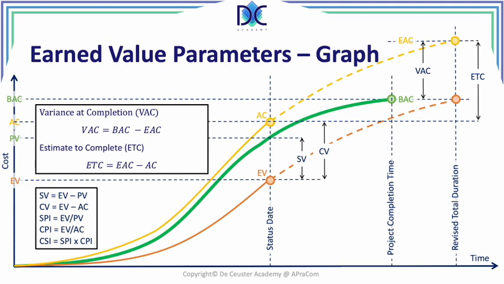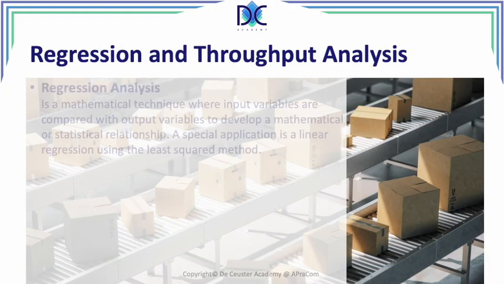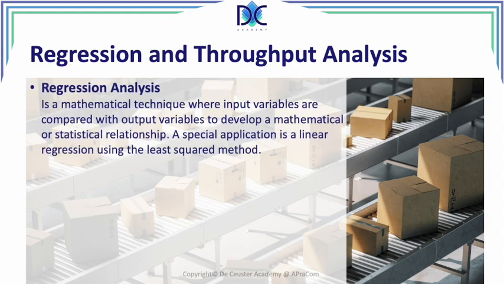We've seen this before, but now you see it clearly, the formulas in the graph, and you know where to find these values. When we look at regression and throughput analysis, regression analysis is a mathematical technique where input variables are compared with output variables to develop a mathematical or statistical relationship. We typically know the linear regression, and this is using the least square method. So we find some relation between different parameters, and that regression analysis gives us the possibility to estimate future performances.